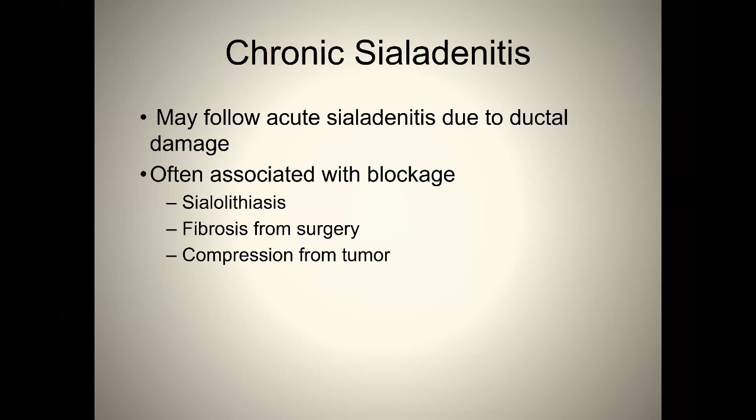That same compression around the duct or near the duct can be from a tumor. So if there's a tumor in the area pressing on the gland or pressing on a duct, it can lead to the inability of sufficient salivary secretion and can lead to chronic inflammation.